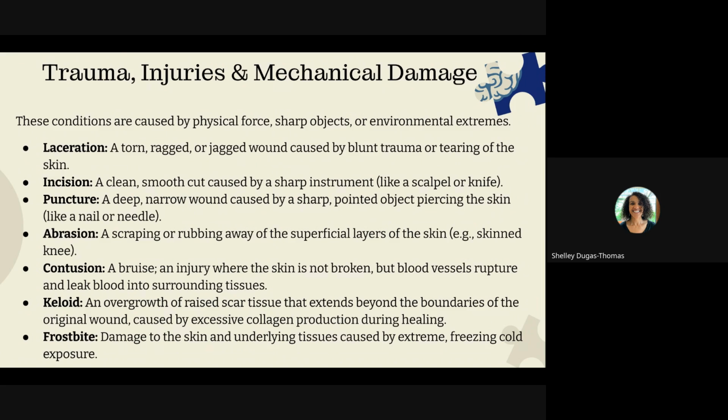Contusion is a bruise. The skin stays intact, but underlying capillaries break and leak blood. Keloid is an abnormal overgrowth of scar tissue that expands beyond the boundaries of the original wound. Frostbite is true tissue necrosis and damage caused by ice crystals freezing the cellular space.